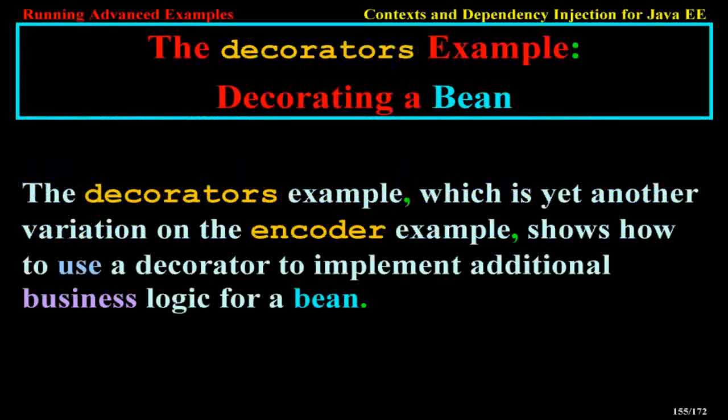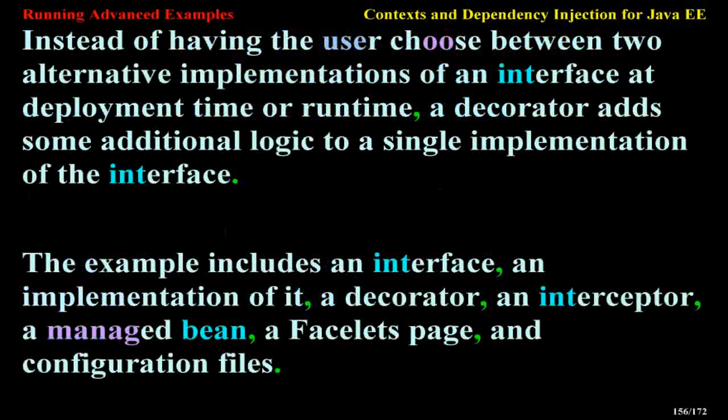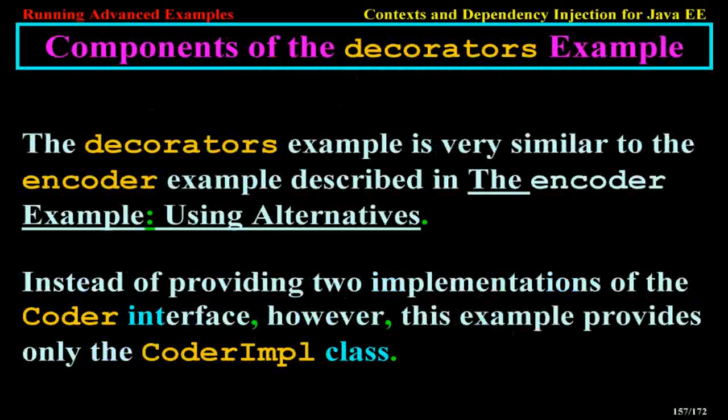The decorators example. Decorating a bean. The decorators example, which is yet another variation on the encoder example, shows how to use a decorator to implement additional business logic for a bean. Instead of having the user choose between two alternative implementations of an interface at deployment time or runtime, a decorator adds some additional logic to a single implementation of the interface. The example includes an interface, an implementation of it, a decorator, an interceptor, a managed bean, a Facelets page, and configuration files.